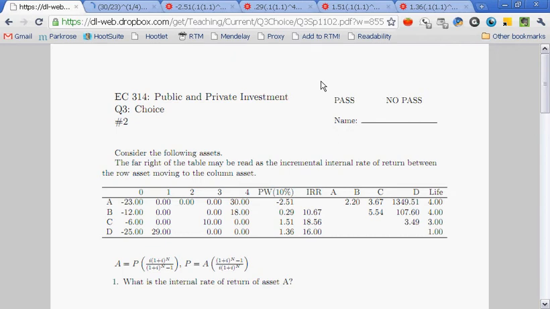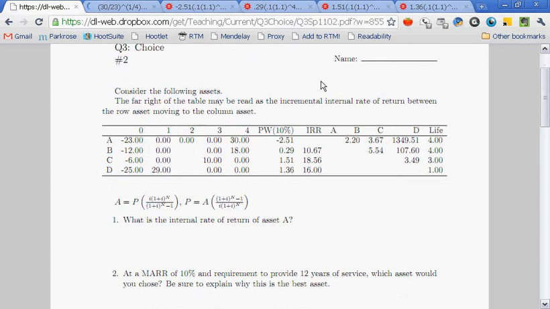Here's a key for question 2 of the choice type questions. It'll be very similar to the ones that you've seen before. First question is just to calculate the internal rate of return. So all you're doing there is finding the interest rate that makes the present worth 0.